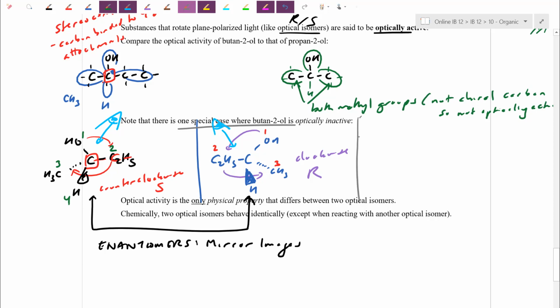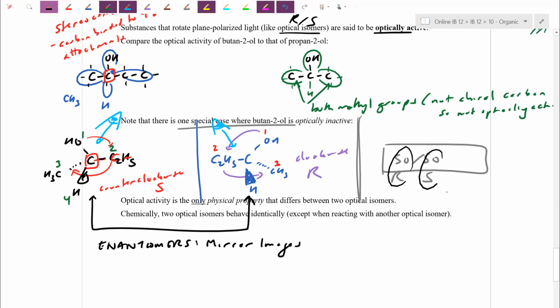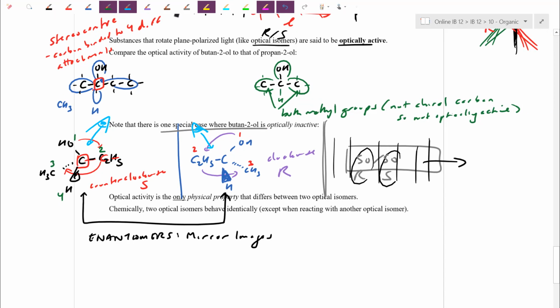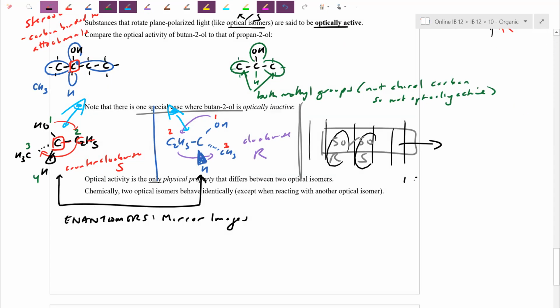It is possible, the one case: let's say in my sample, what if I have a 50-50 mix of R and S? Let's say R is able to twist it counterclockwise, and S is able to twist it clockwise. If I have a 50-50 mix, part of it is going to twist it in one direction. The other part twists it in the opposite fashion. They're going to cancel each other out so that vertically plane polarized light will just cut straight through, undeviated as well. We're going to give that a very special name. We're going to call this one a racemic mixture. Or you can call it a racemate.